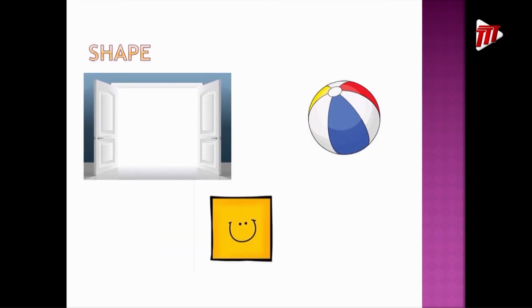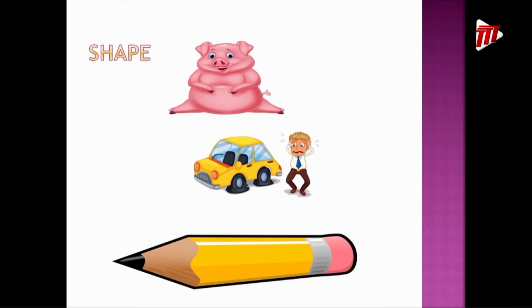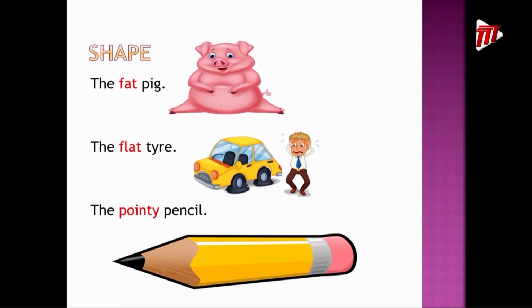Now let's talk about shape. The doors are very wide, they're big. The beach ball is round. Can you think of anything else that is round? Maybe a tire and square. The fat pig, the flat tire, and the pointy pencil.